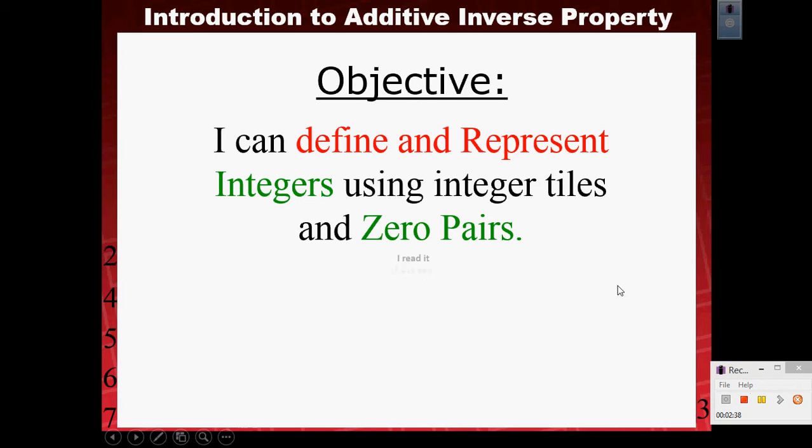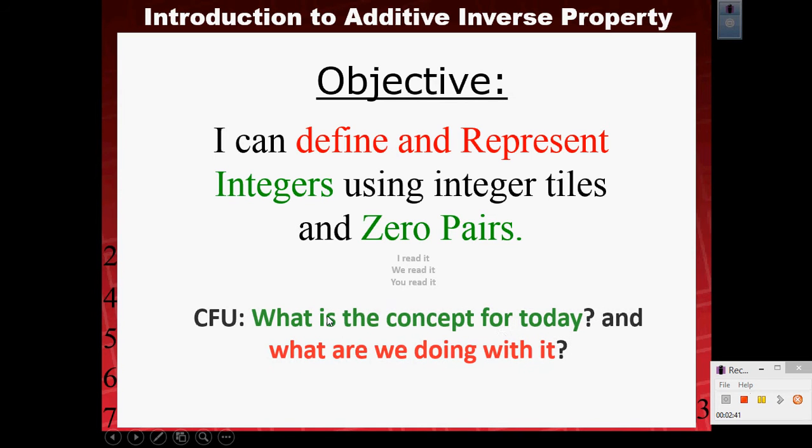So, question on the objective. What is the concept for today? By looking at the objective, tell your neighbor what the concept or the main idea for today is. I heard integers and zero pairs. That is correct. But didn't we cover already zero pairs? So what are we going to focus on today? Integers.